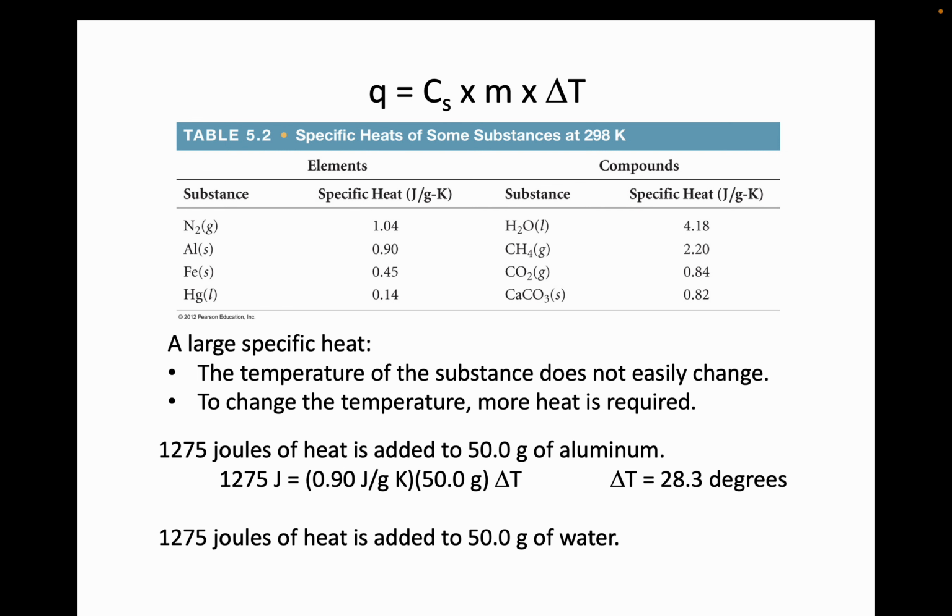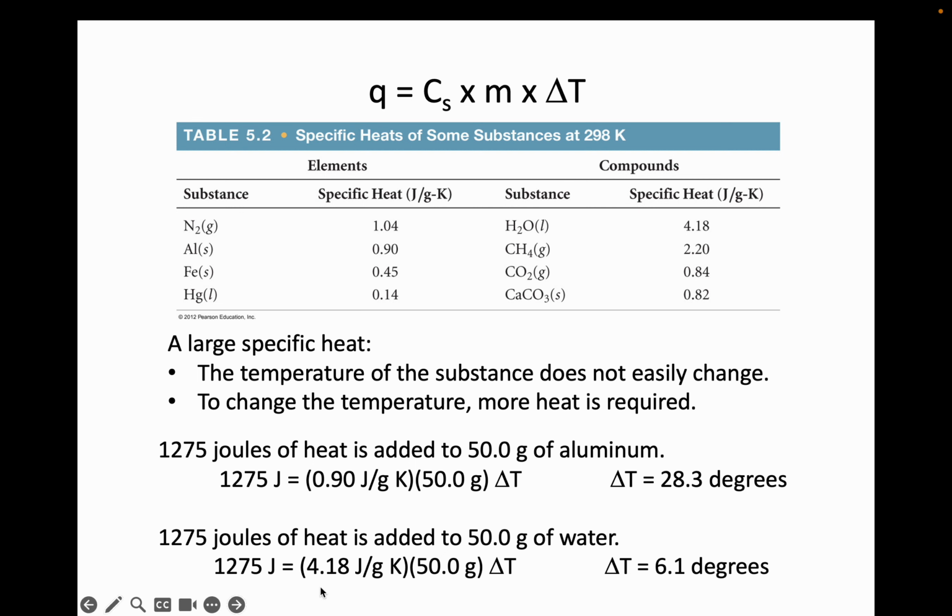If I wanted to calculate the change for the aluminum, I would use this expression where the heat being added is equal to the specific heat, the mass, and the change in temperature. I have the heat added, the specific heat from the table, 0.90, and 50 grams was involved, so it would change the temperature by 28.3 degrees. To do the same with water, everything's the same except we have a different specific heat value. Because it is larger, the change in temperature is less.